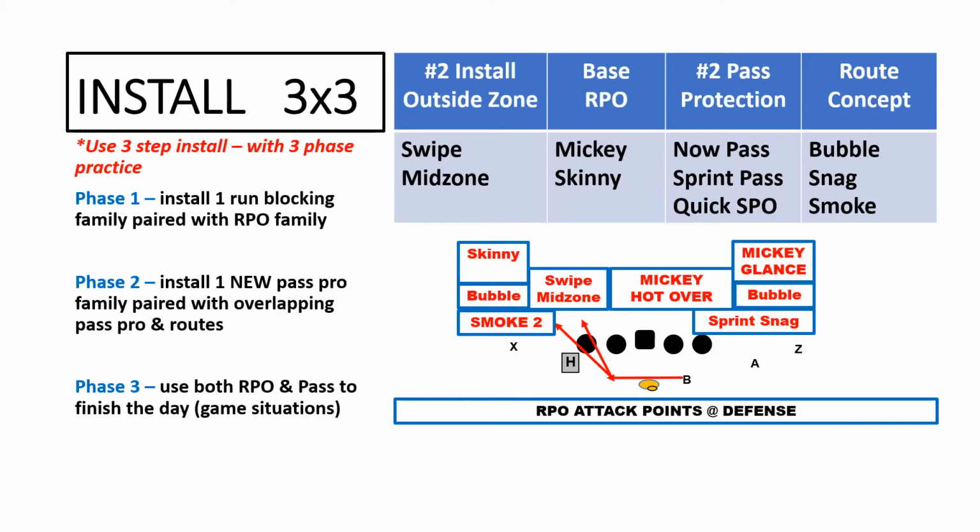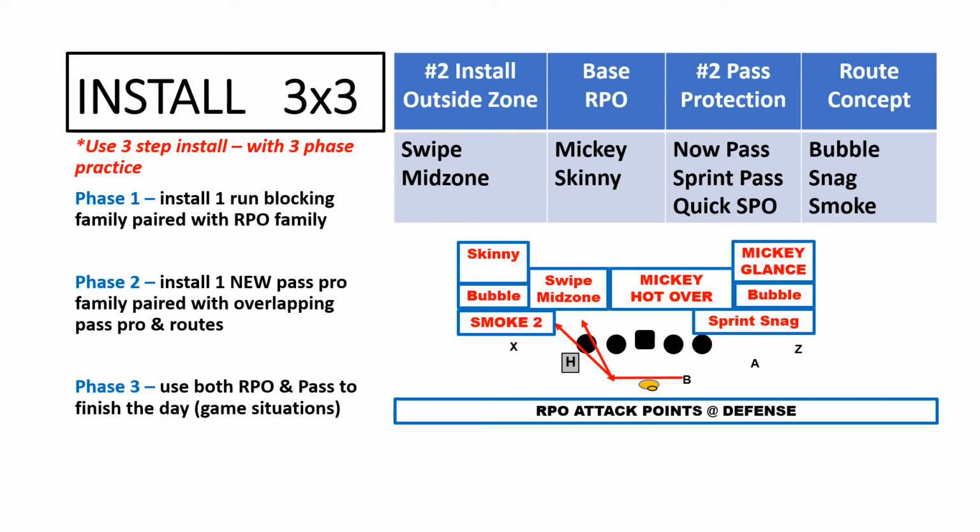Again, we'll use our 3x3 install where the first half, or first phase of practice, we would just focus on swipe mid-zone. And then the second one, we would start to look at those overlapping passes. And then last, mix in both RPO and pass into game situations to finish up.